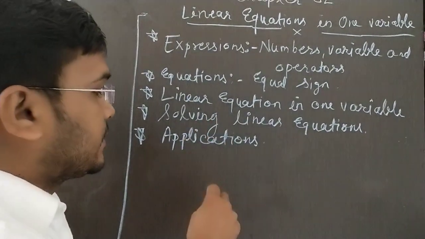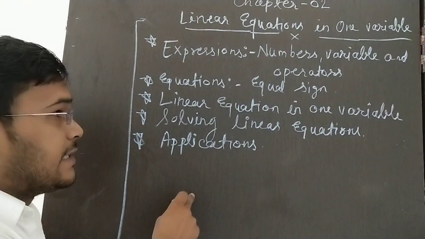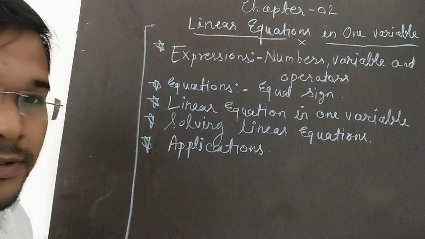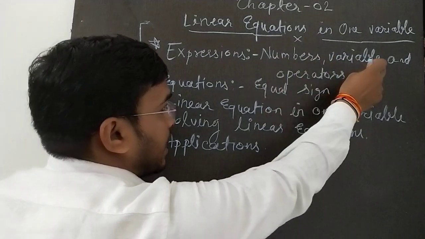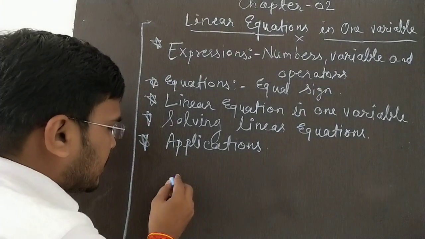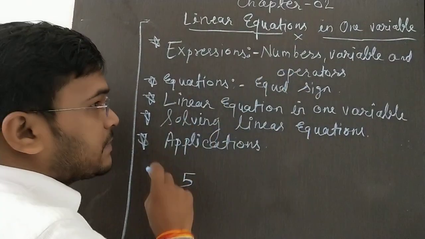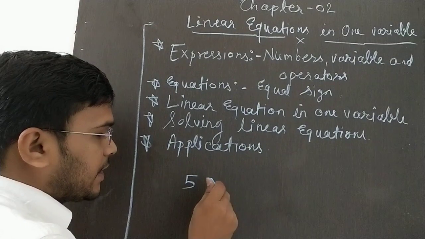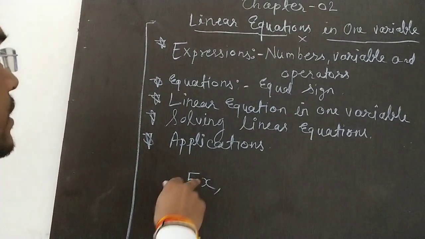First, expressions. Students, we have already studied in the last year, class 7, algebraic expressions. Do you know anything about algebraic expressions? Good, very good. Algebraic expression means numbers, variables, and operators. Numbers means any number we can take, like 5 I have taken. Variables means we can take any alphabet, A, B, C, D, X, Y, Z. Okay, I am taking X. This is an expression.